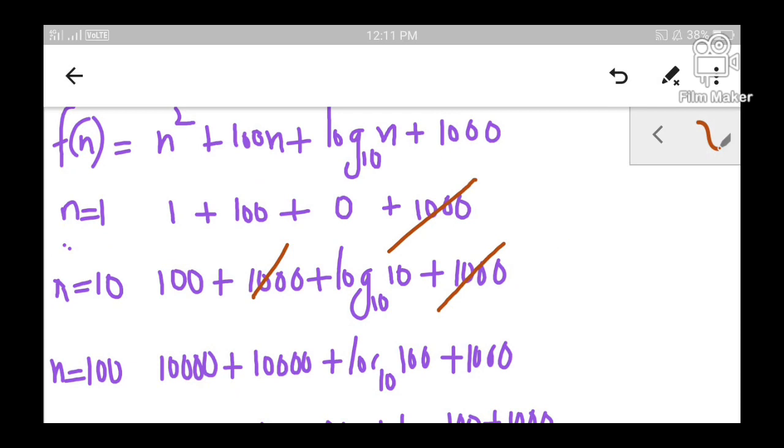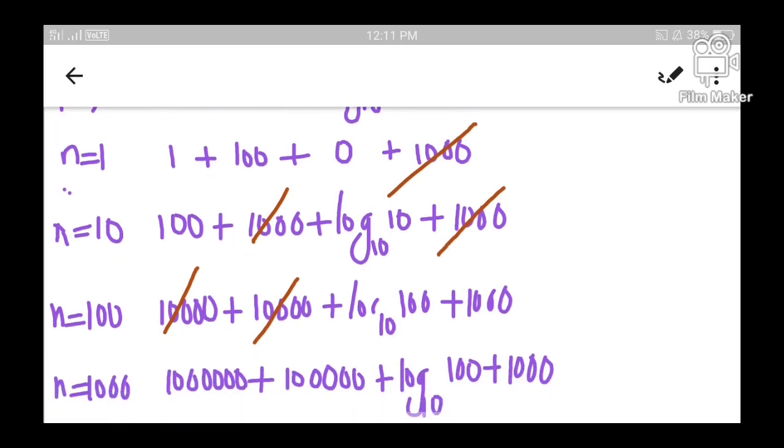Proceeding to the next section, let us move to where the value of n is taken as 100. When in the same equation n becomes 100, we get the contributions of each term as 10,000 plus 10,000 plus log 100 plus 1000. Out of the contributions of the 4 terms, we noticed that the first 2 terms contributed more, whereas the third and the fourth terms have contributions, but they are comparatively very small.